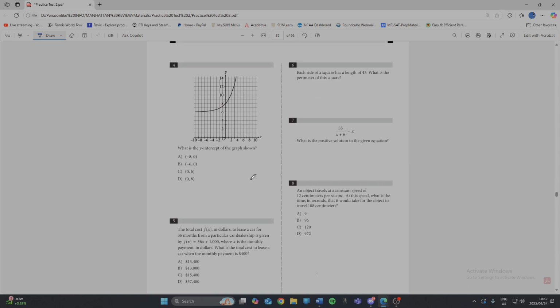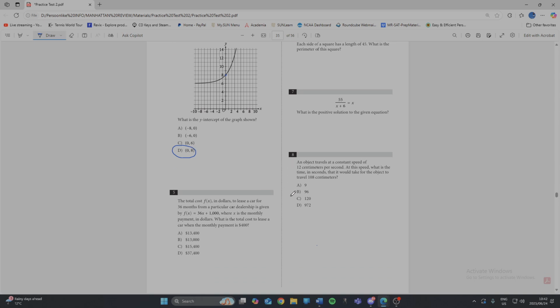For 4, it asks what is the y-intercept of the graph shown. So obviously the y-intercept is just where the line would cross the y-axis. In this case, that is 8. So the correct answer would be D, because it crosses the y-axis at 0 and 8.